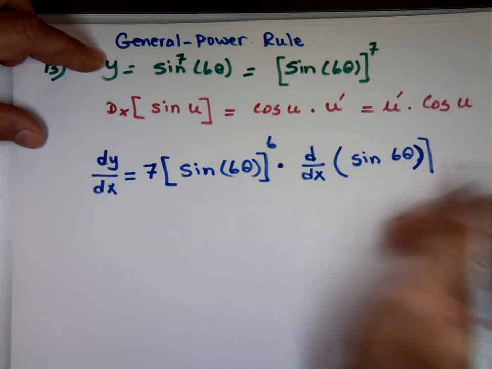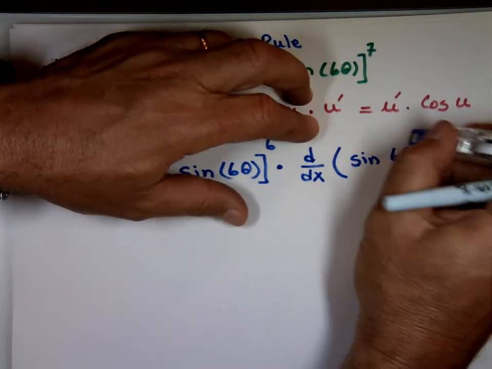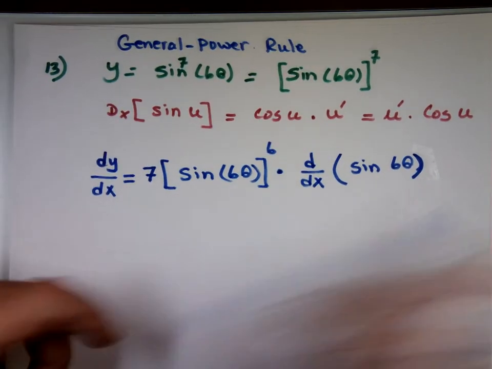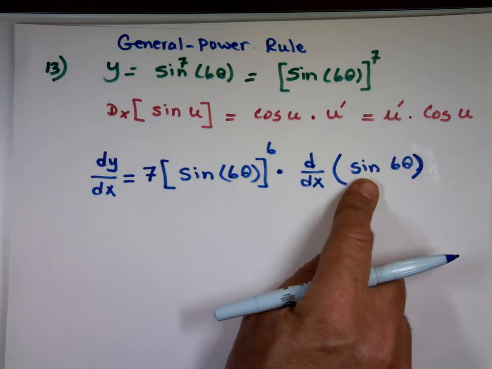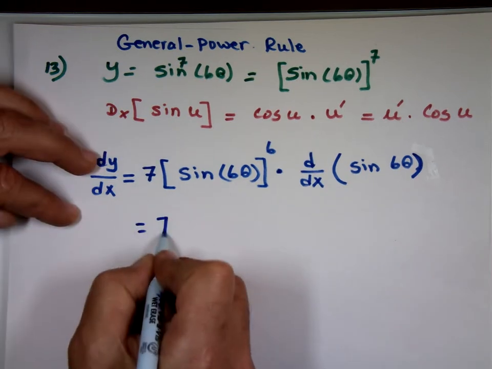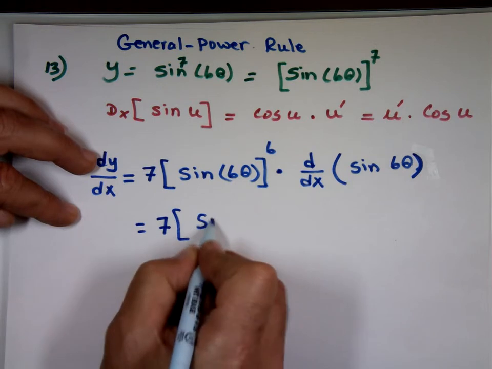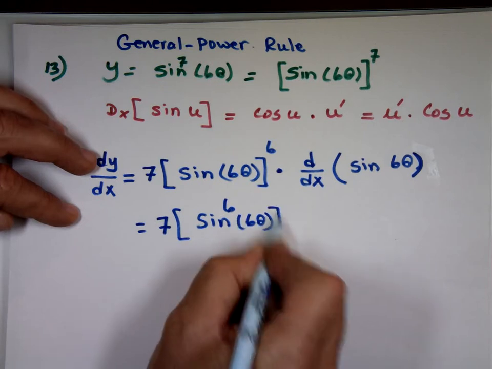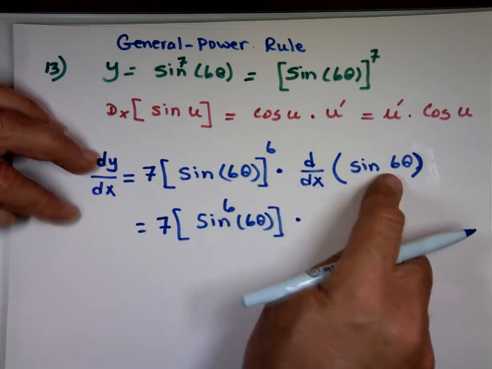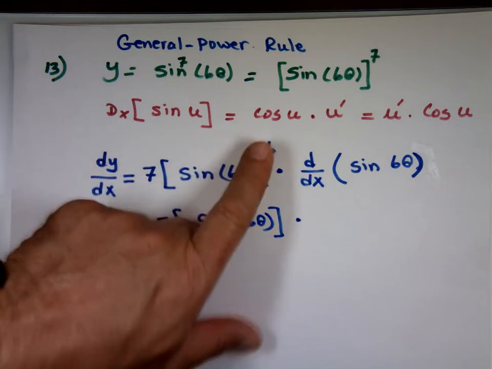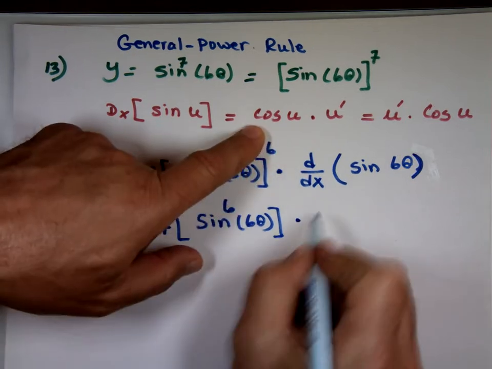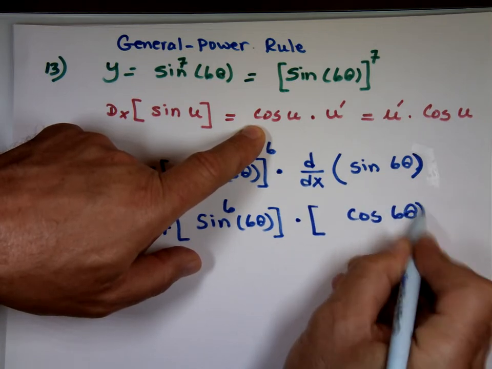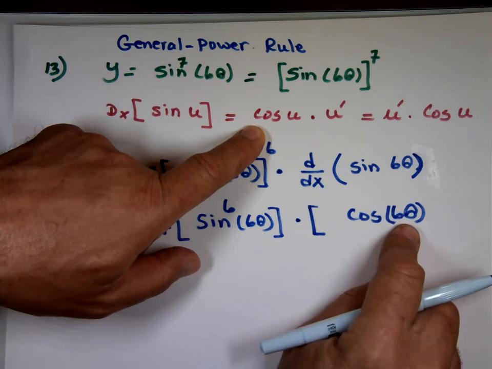Oh, I said the derivative, I didn't take it yet. Times the derivative of what's inside that, which is this one. Now we're going to take the derivative of this. Here's the 7. Sine, I like the 6 here, of 6 theta. Times, now let's take the derivative of the inside, the sine 6 theta. According to this rule, the derivative is what? Cosine 6 theta times the derivative of 6 theta, which is what? 6.